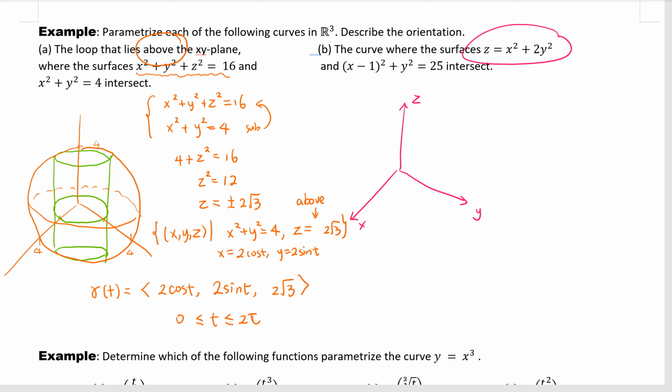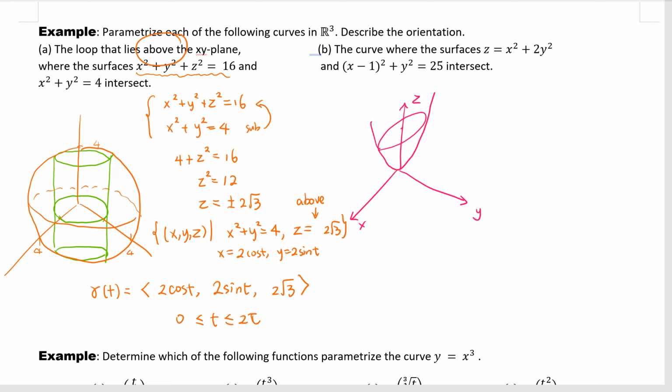Here we consider it as x over 1. Here we consider it as y over 1/2. 1 is bigger than 1/2. So that's why we have the ellipse. The major axis is on the x-axis and the minor axis is on the y-axis. And then it is a paraboloid. So we connect them together.